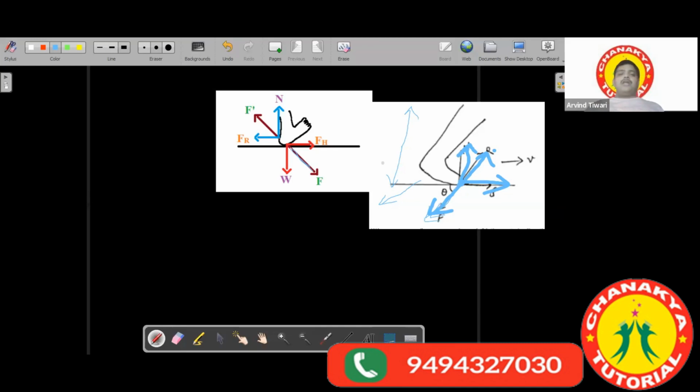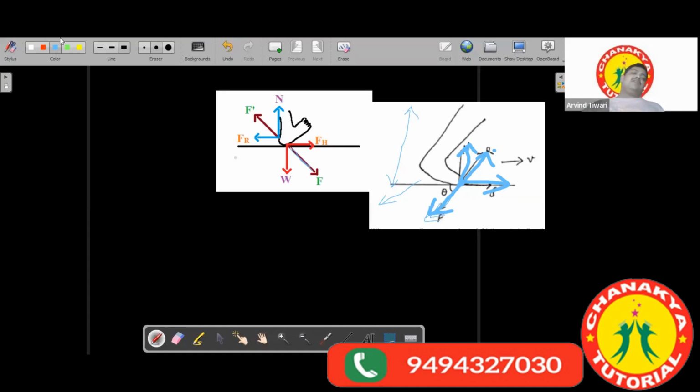Okay. So walking is possible because of friction. So friction is necessary, right? Now we will observe certain cases where friction is a very necessary part everywhere.